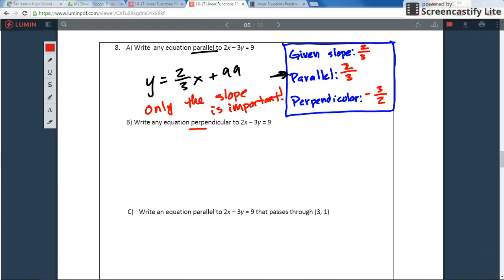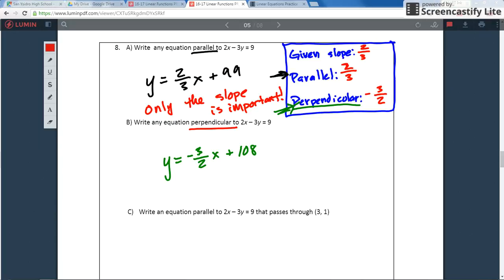Okay, write an equation perpendicular. Well, we don't have to do the work again because we already know what the perpendicular slope is. That's the great thing about the box. So we'll write y equals, and we'll choose the perpendicular slope, negative 3 over 2x. And we'll choose a random y-intercept, 108.